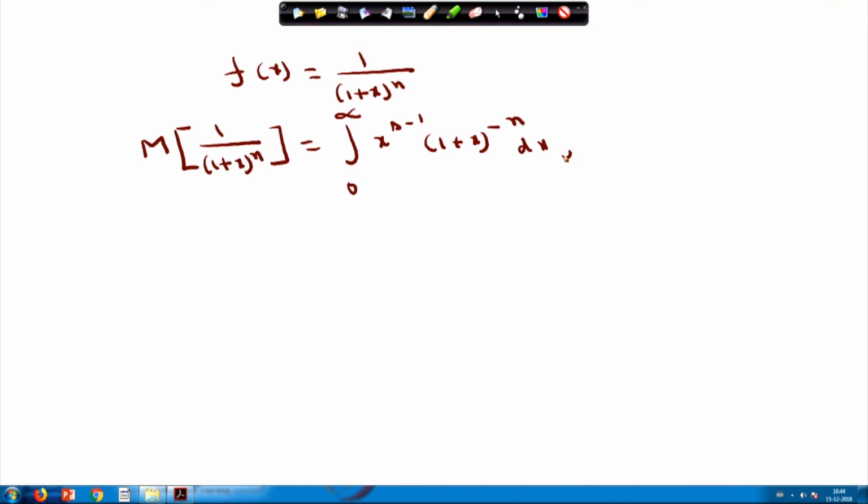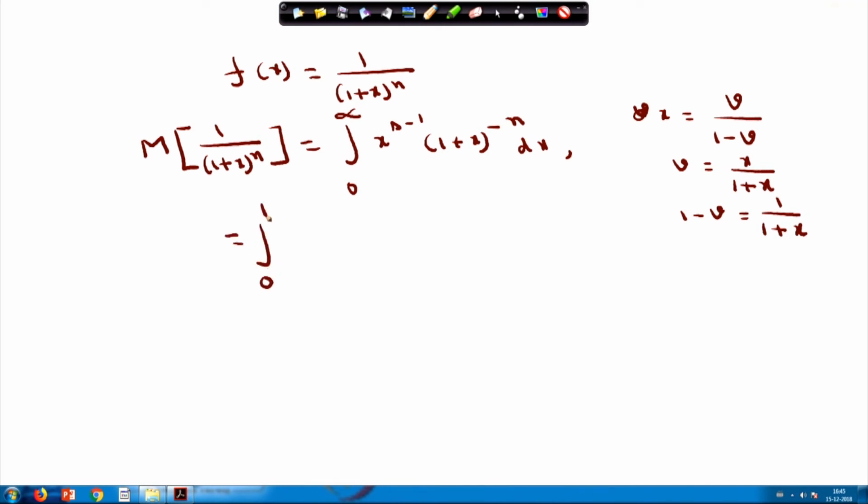Like the earlier problem, if I substitute x equals v by 1 minus v, so that v will be equal to x by 1 plus x, and 1 minus v will be equal to 1 by 1 plus x. This I have told you earlier also. So, 1 by 1 plus x can be replaced by 1 minus v. So, again the limit will be from 0 to 1. I explained earlier, for x equals 0, v is 0 and for x equals infinity, v is 1.